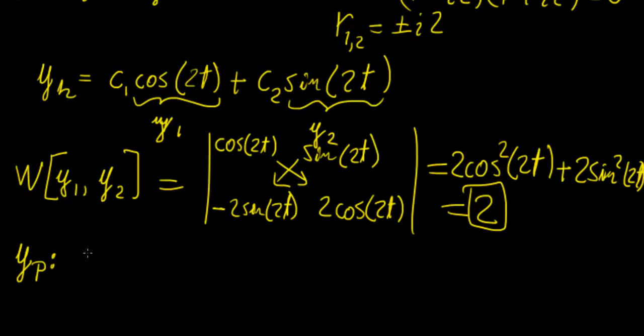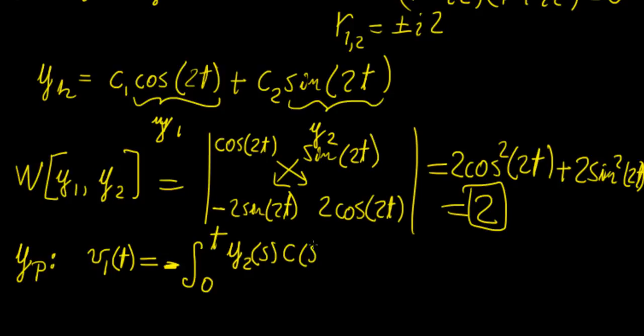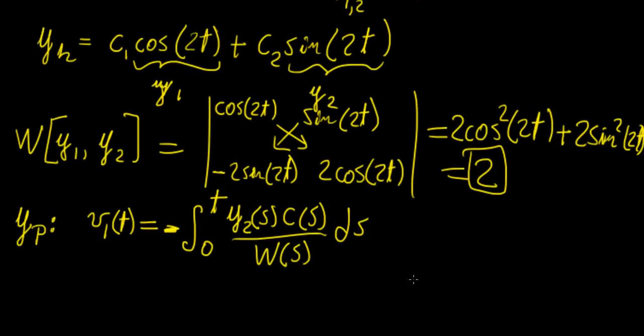So we know that we're going to have some function v1(t) equal to the integral. So this one is a negative, so it's going to be minus the integral from 0 to t of the function y2(s) times c(s) over the Wronskian evaluated at s, ds. Alright, so let's see what we get in this case, because I feel like this is actually going to come out to be a surprise to you.